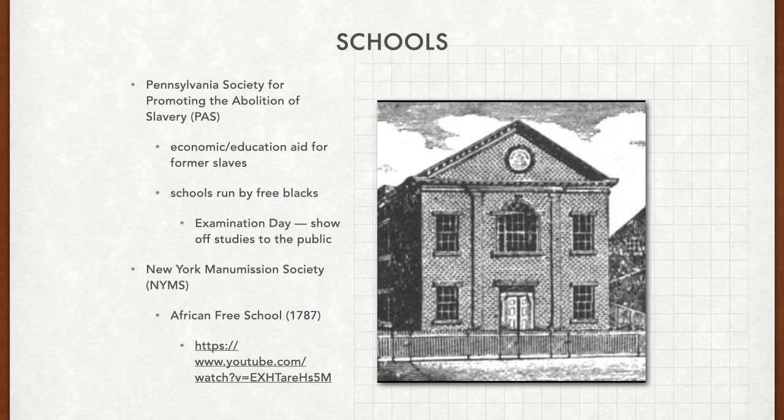The PAS also instituted a few schools for the free blacks and also had them run only by freed African Americans. They were taught reading, writing, grammar, math, and geography. The schools would have an annual examination day to show the public, parents, and donors the knowledge the students had gained. It mainly was to show the white population that African Americans could function in society.